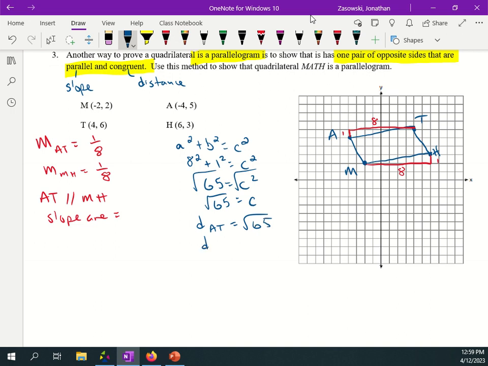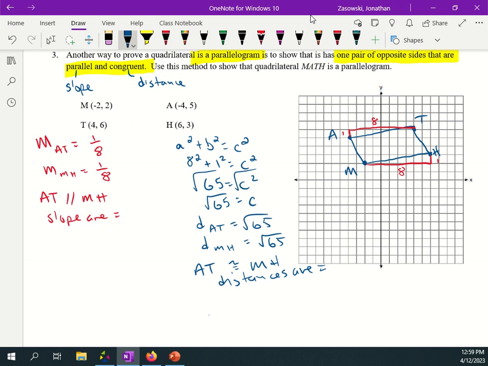what do you mean that's incorrect? Good. And the distance of MH is also the square root of 65. And then we can say, what about those two sides? That they're congruent. Good. And they're congruent because the distances are equal. All right? And then, do we have enough now to say that it's a parallelogram?